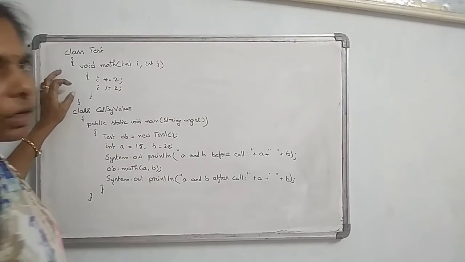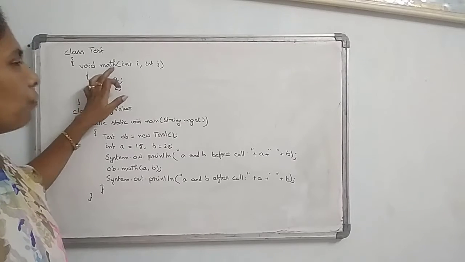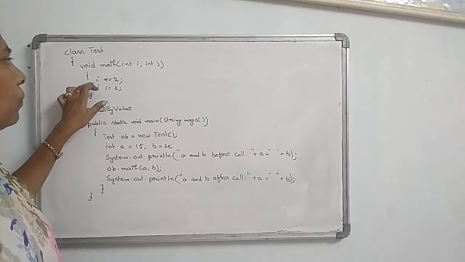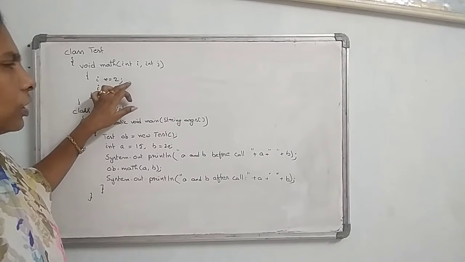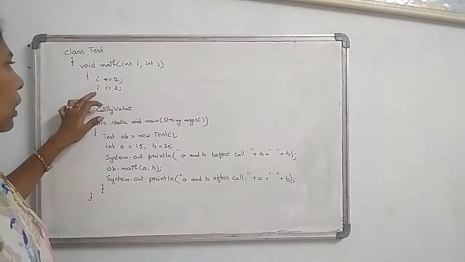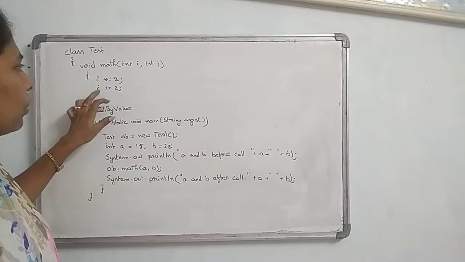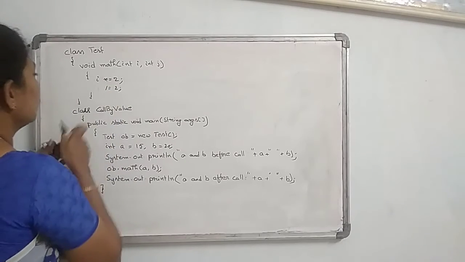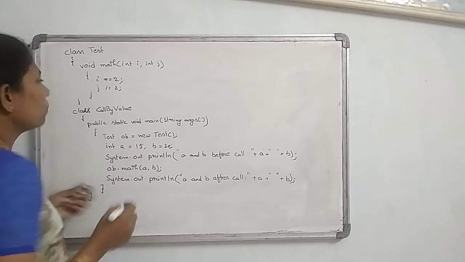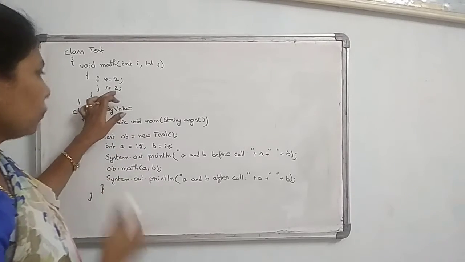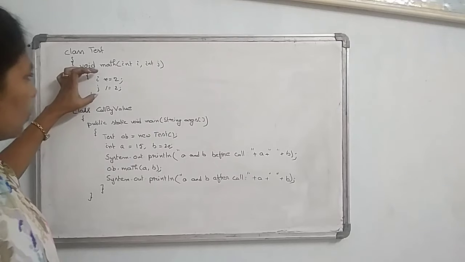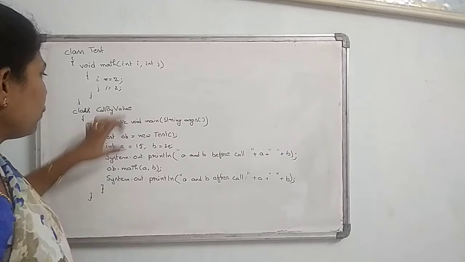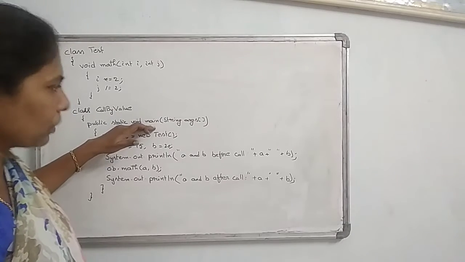In the example, I am taking one class, Test. In it I have one function with two variables, i and j. So i = i * 2, that means I am multiplying the i value by 2, and j = j / 2, dividing j by 2. In that way I am taking the two variables i and j. Now the main class, ByValue.